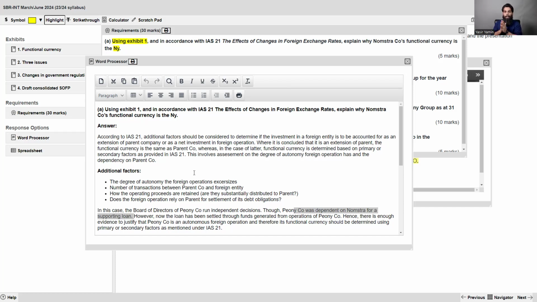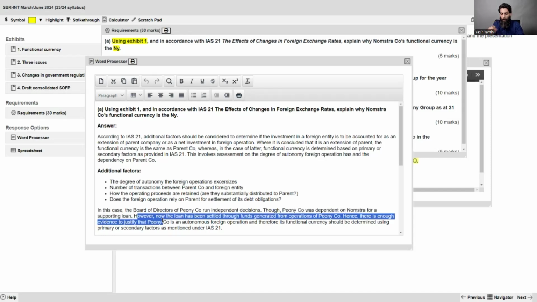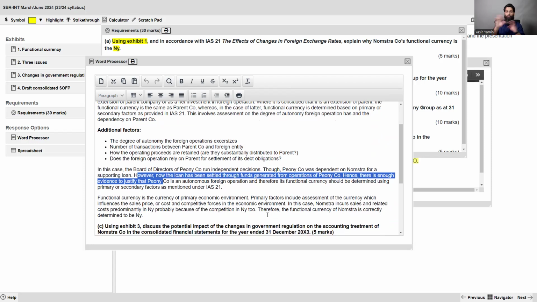So you see, whenever you are explaining to your examiner the rationale behind your answer, you need to write with completeness. In order to ensure that every aspect of the scenario has been covered in my answer, I said that though Peony company was dependent on Normstra for a supporting loan, however, you are negating the earlier thought, the loan has now been settled through funds generated from operations of Peony company. Hence, there is enough evidence to justify that Peony company is an autonomous foreign operation, and therefore the functional currency should be determined using primary or secondary factors. And then I explain all the factors and so on and so forth, right?